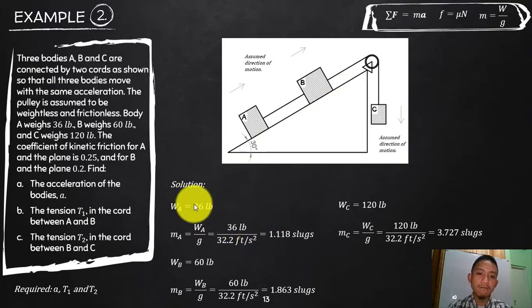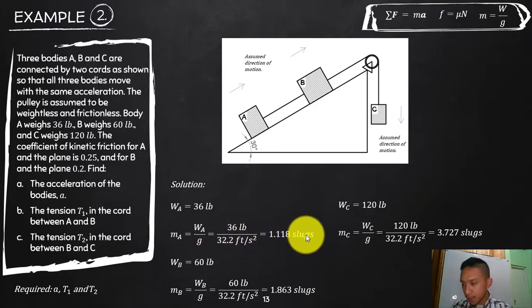Solving your mass is of course divide, since if you are solving your weight, multiply. So divide by gravity. We will be using your 32.2, which is the English equivalent of your gravity, 32.2 feet per second squared. So you will end up here with 1.118 slugs. By the way, please be careful with this. Do not say that the mass of a pound force is a pound mass. No, that is different.